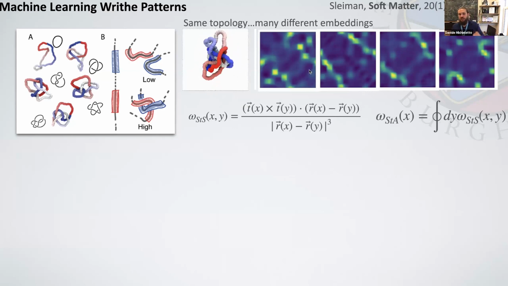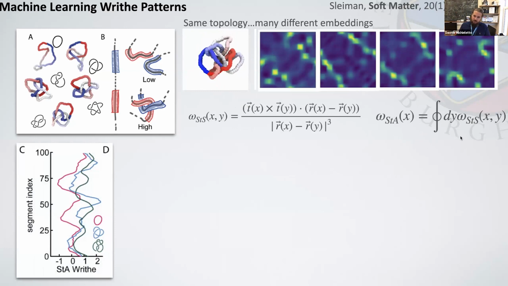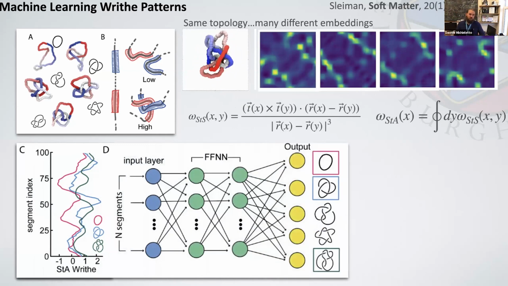And then if you do the integral or the sum over rows, for instance, you get the segment-to-all writhe, which is just the integral over this segment-to-segment writhe. So we start from these patterns, which are the same that I showed you before, the segment-to-all, and we input them into a feed-forward neural network. We're training the network, so this is supervised learning. We show a lot of patterns from unknots, from trefoil up to the 5-2 knot, and we train the network to recognize the patterns and to classify them into these simplest five knots.